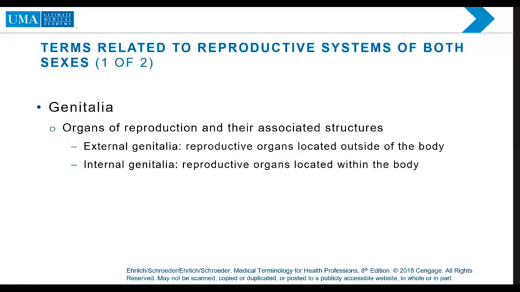When we're referring to the reproductive system of both sexes, we usually refer to the genitalia, organs of reproduction and their associated structures. The external reproductive organs are located outside of the body, and the internal genitalia, the reproductive organs, are located within the body.